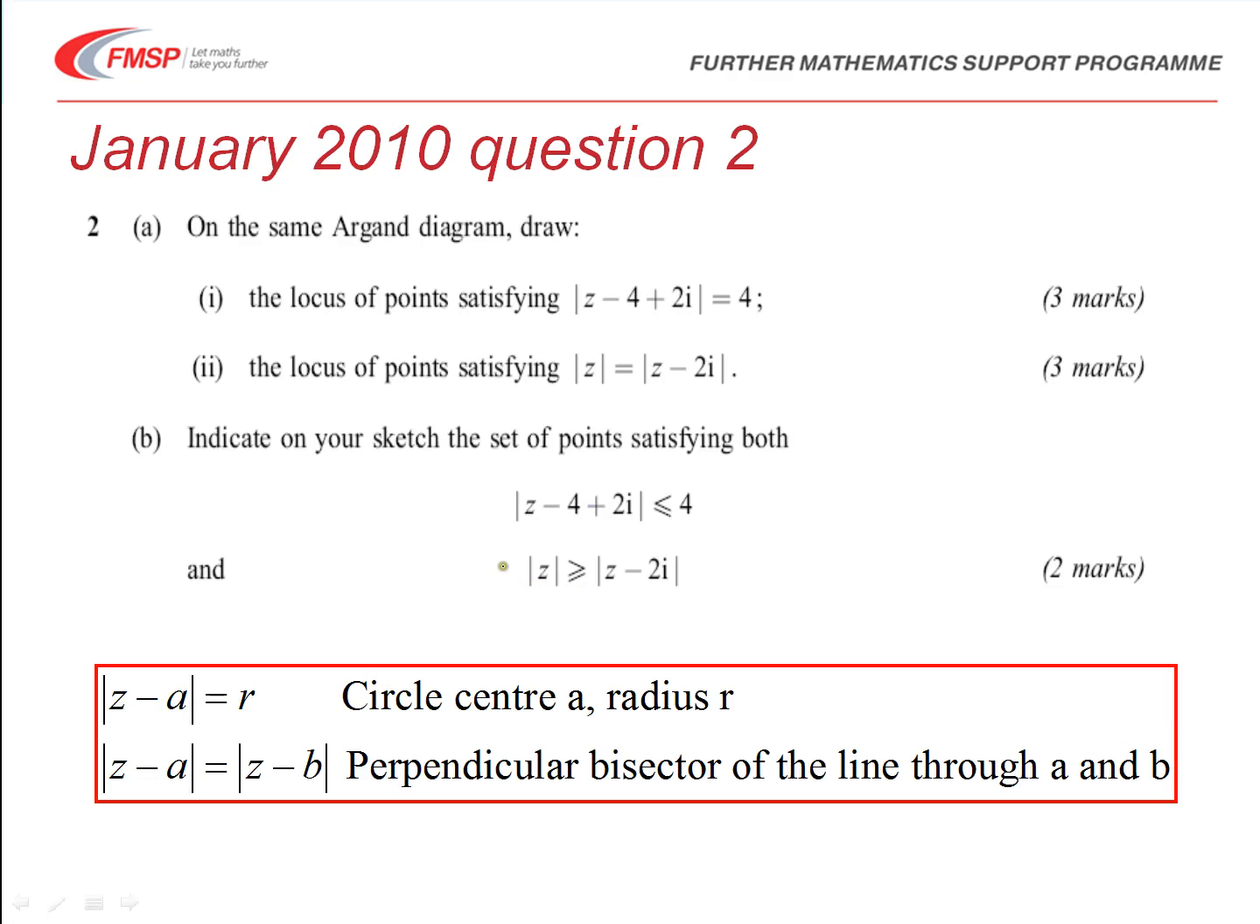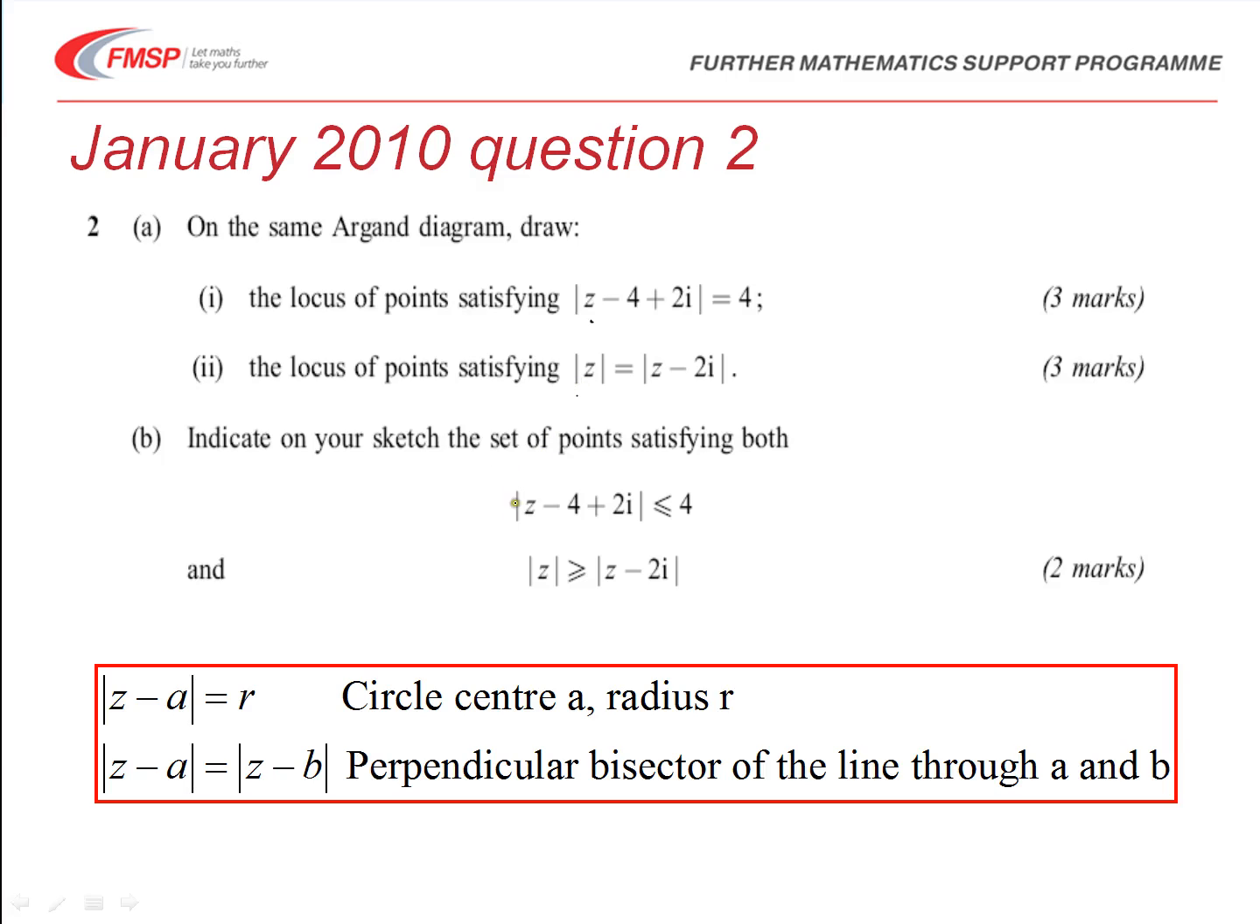As you can see here in part A, we're asked to sketch two loci, one which is in the form of a circle. Remember that modulus of z minus a equals r is a circle centred at a of radius r. And then the second part is the perpendicular bisector. This one's in the form of the modulus of z minus a equals the modulus of z minus b, where a and b are 2 points on the Argand diagram.